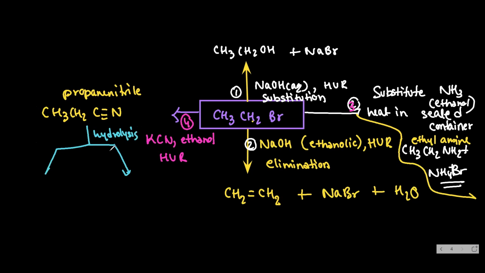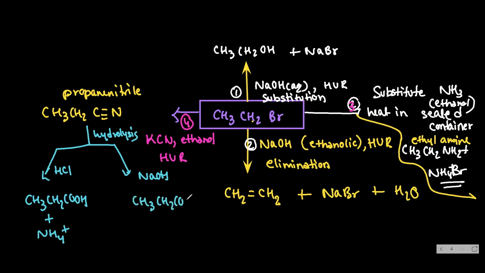And when you do so, you can add inorganic acid or inorganic base. If you add inorganic acid, it's going to form CH3CH2COOH, as in carboxylic acid, and your ammonium plus ion. However, when you add NaOH, this is the base, it's going to hydrolyze it and form carboxylate salt, and it's going to form ammonia gas, a very pungent smelling gas.